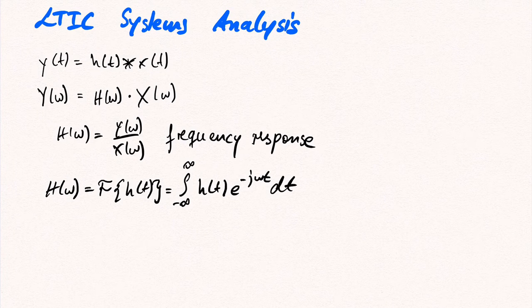One major advantage of analyzing LTIC systems in the frequency domain is that we have to multiply h and x to get the output y, instead of the convolution in the time domain. Let's consider the following example.